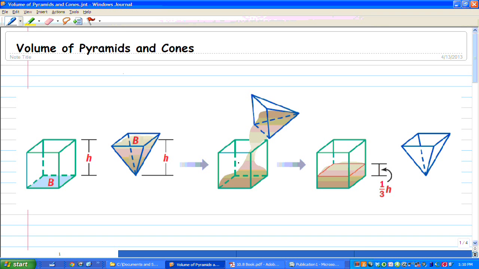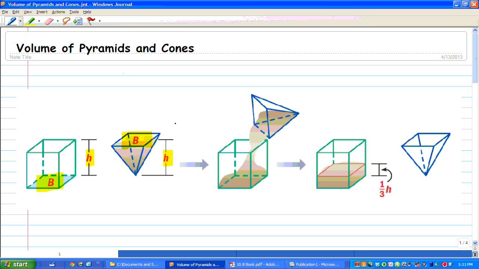If you compare a pyramid with a prism or a cone with a cylinder that has the same base area and the same height, the volume of the pyramid or cone will always be 1/3 of the volume of the prism or cylinder. Looking at this, because this is only comparing the pyramid and the prism, they have the same base area and they have the same height.